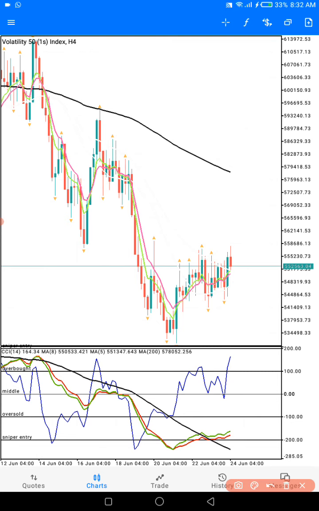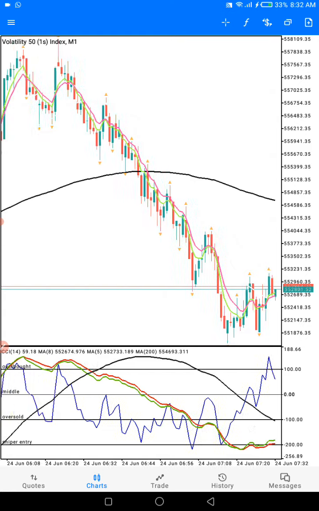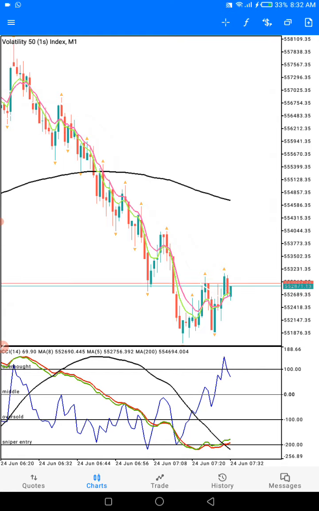If we look at it on the lower time frame, you can see how it's about to make a u-turn, about to move upward. It's going back and forth. Okay, so that is how it is on VIX 51s.